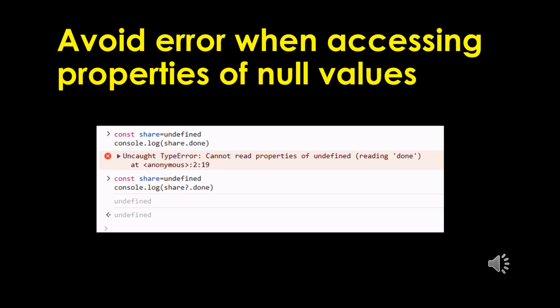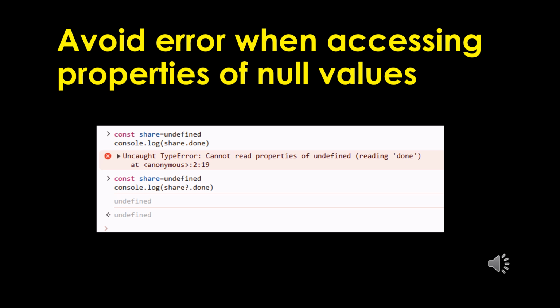Avoid errors on accessing properties of null values. So we have a constant here. The share is equal to undefined. So the value stored in share is undefined. So when we are using share.done from the console.log, we can see that we cannot read properties of undefined, reading 'done'. So to avoid this particular type of type error, we can use the question mark symbol, which will avoid the unnecessary type error here.